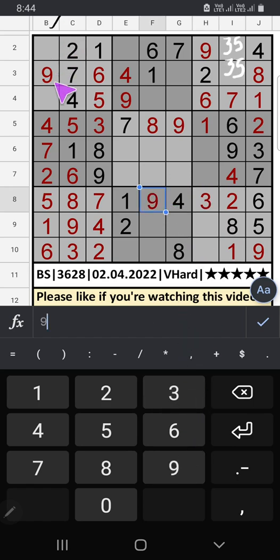Column B, two numbers are remaining, 3 and 8. It will come in the two cells. We will confirm later. Third row, only two numbers are remaining, 3 and 5. It will come in the two cells. We will confirm later.